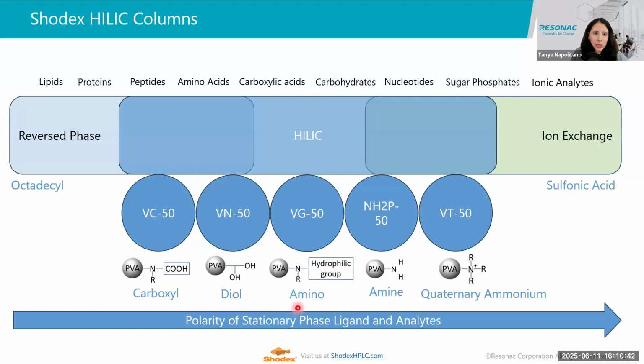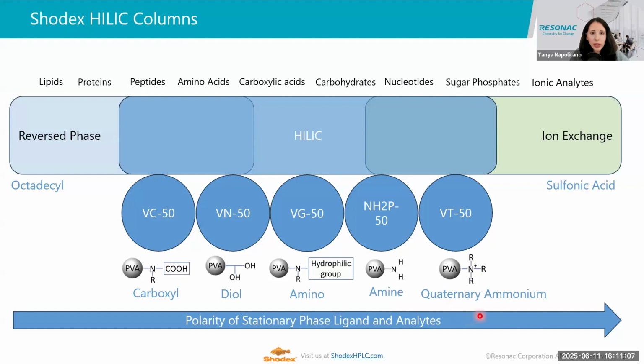Next, we have the VN50, which uses diol-based ligands designed for polar compounds such as oligonucleotides, oligosaccharides, and hydrophilic molecules. Next, we have the VG50. It's an amino-functionalized column with a blocked ligand, ideal for saccharides and sugar alcohols. Next, we have the NH2P50. It's also a polymer-based column with primary amine ligands, ideal for reducing sugars under alkaline conditions, and it's overall a versatile choice for general HILIC applications.